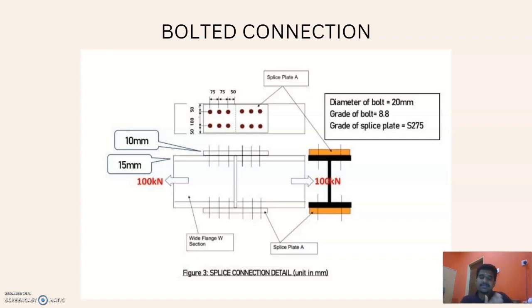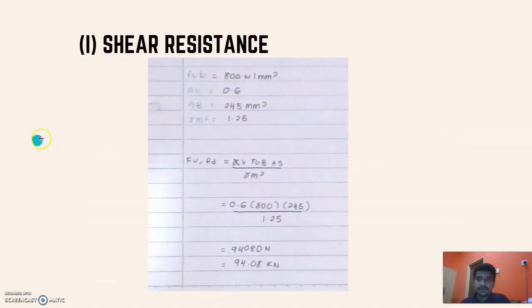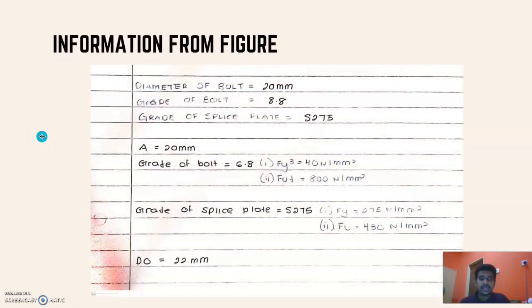Today I am going to present about bolted connection in this design project 2 for steel structure design. Okay, this is figure 3, splice connection detail, unit in mm. What information have we gathered from the figure? The diameter of bolt is 20 mm. The grade of bolt is 8.8. The grade of splice plate is S275. This S275 is very important.